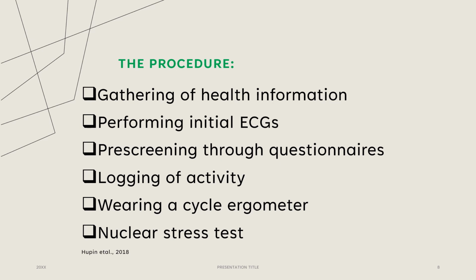So for the procedure, they're going to be gathering health information, performing initial ECGs, pre-screening through questionnaires, logging their activities. The participants are going to wear a cycle ergometer while they're doing their physical exercise, and then eventually they're going to get to a nuclear stress test.